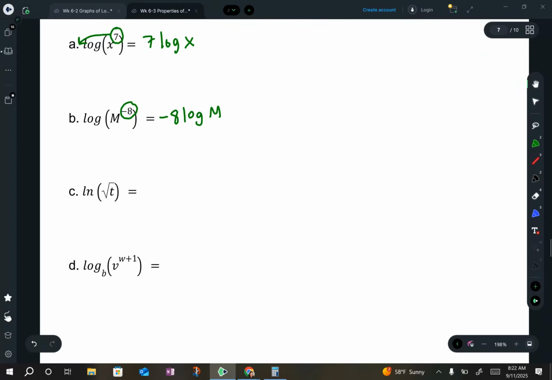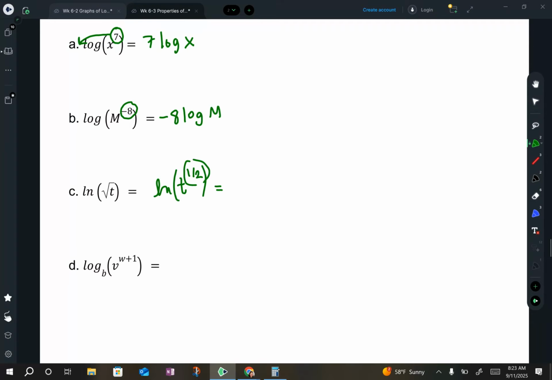Why don't you guys try the next 2? They're a little bit trickier. Give them a try. All right, are you back? Did you remember that the square root is t to the 1/2? That's the same as natural log of t to the 1/2. So that will be 1/2 natural log t.